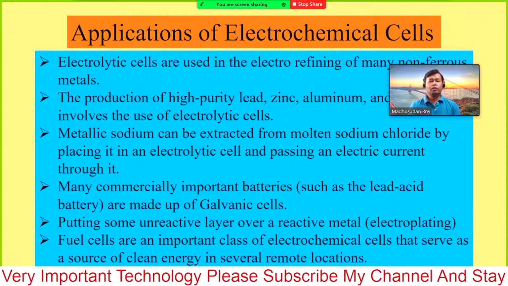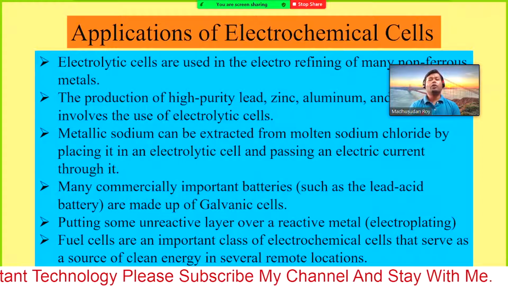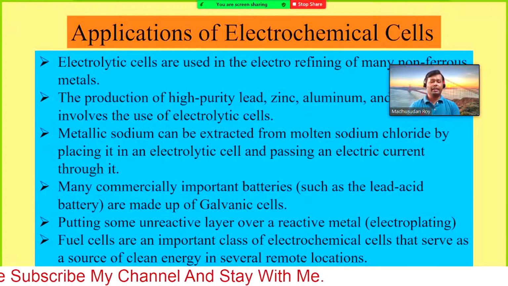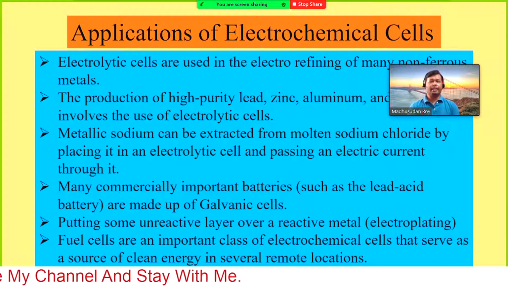Therefore, to prepare some coating of unreactive materials over a reactive material, we use electrochemical cells. That means the process is known as electroplating.